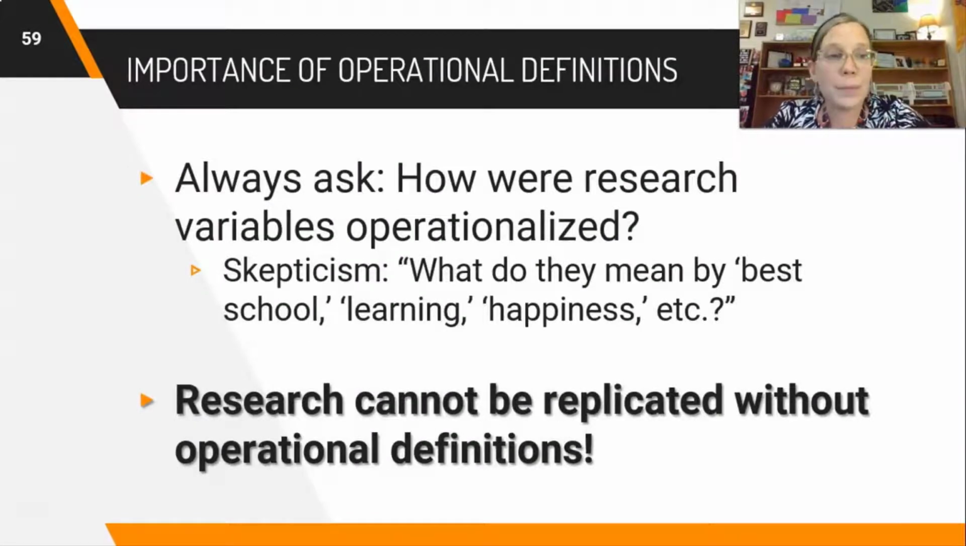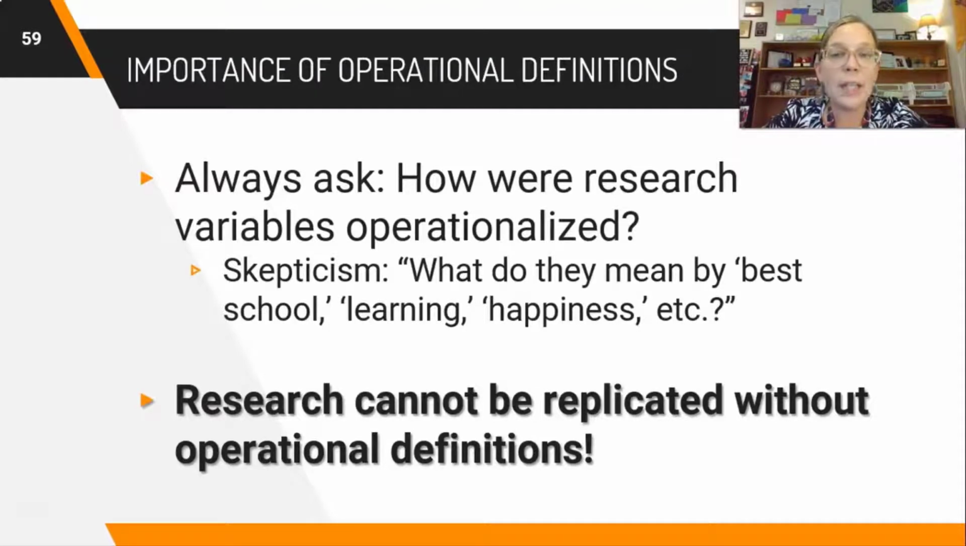So you always want to ask, how were the research variables operationalized in an experiment? This is where that skepticism comes in, because you need to know what they mean. If you see U.S. News, best schools, well, how did they define best school? Did they define it by percentage of graduates? Did they define it by STAR test scores? Did they define it by student ratings of how much they enjoyed it? So that's different. Learning, happiness, these are all very abstract things that you have to put in measurable terms if you're going to do an experiment.